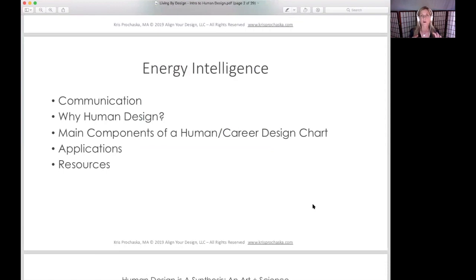And so what we're looking at in human design, and I'll just step back for one more second and say, in energy intelligence, what we're looking at is how we are communicating with one another in such a way that we can really get to the root of an issue, whether that's how we communicate intrapersonally within ourselves and how that affects or impacts our own energy field, right?